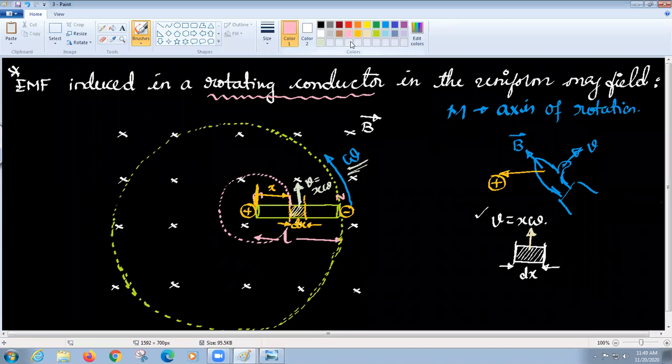And how is B here? B is inwards, into the board. Now you tell me, would the positive potential be towards left or right? Left, sir. Left. So obviously this is my positive potential and this must be my negative potential.